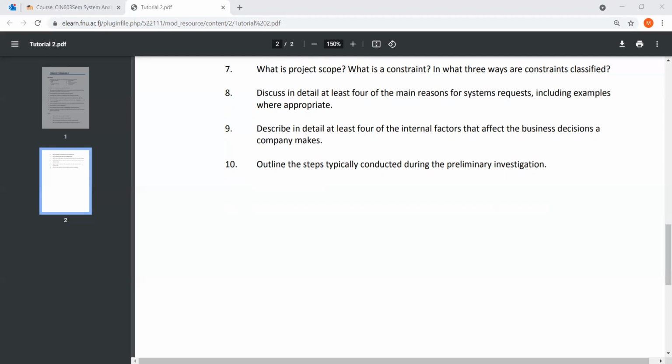It gives the overall direction of the firm and has an important impact on IT projects. Full stop.